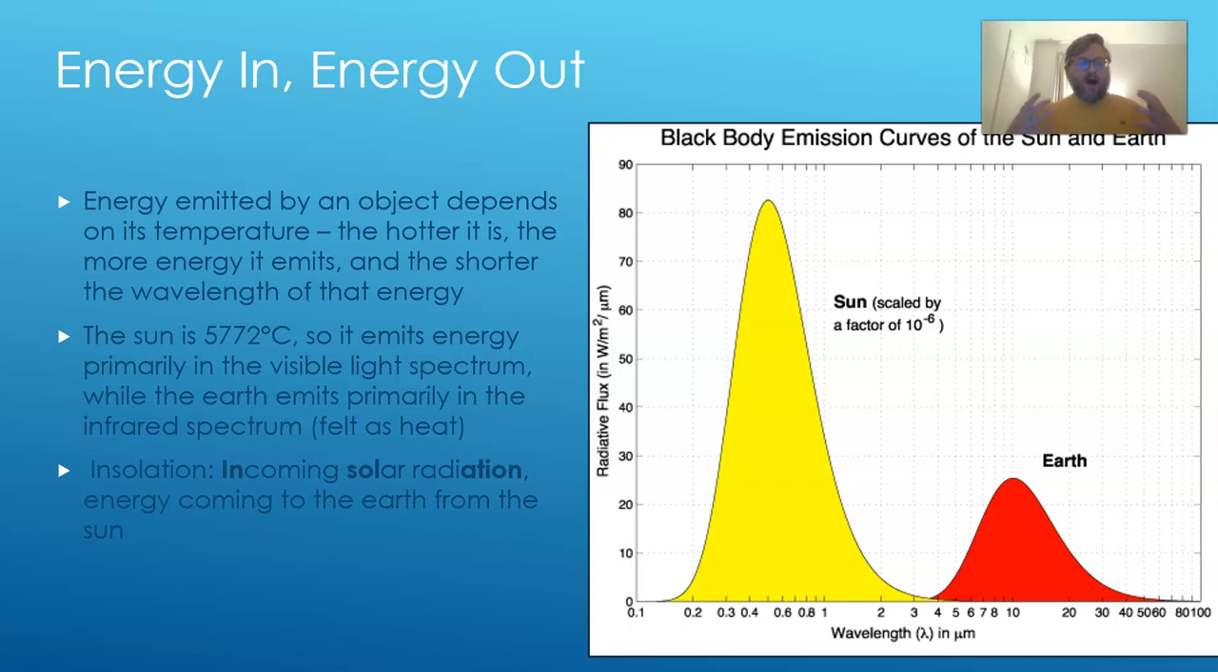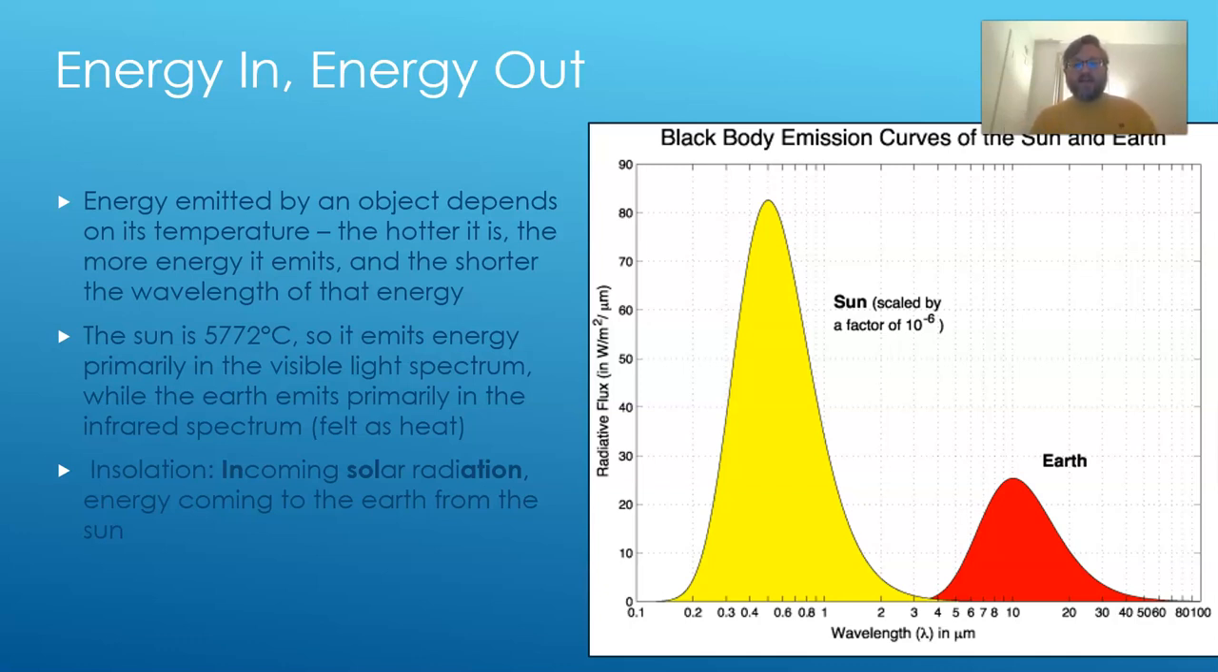And so any object that we have in our world that has a temperature greater than absolute zero is going to emit some energy. So there's going to be some sort of electromagnetic radiation coming off of any object that has a temperature greater than absolute zero. And the amount and type of energy that's going to be coming off is going to depend on that temperature. So the hotter something is, number one, the more total energy it's going to give off.